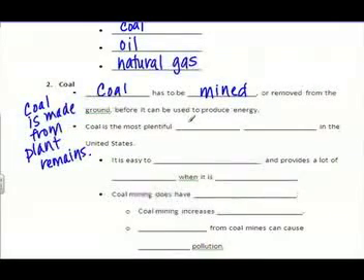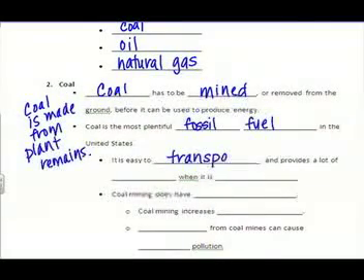But coal is the most plentiful fossil fuel in the United States. So a lot of you might have family or friends that live in West Virginia, and a lot of people there have jobs as coal miners, even still today. So that's one of the most plentiful fossil fuels that's available in the United States. It is easy to transport coal. Oftentimes whenever the train goes through Circleville, you might see carts of coal. So it's easy to transport via railroad, and it provides a lot of energy when it's burned.